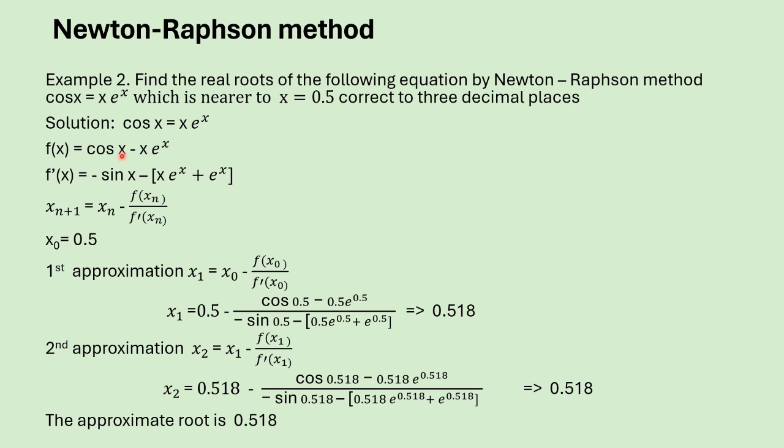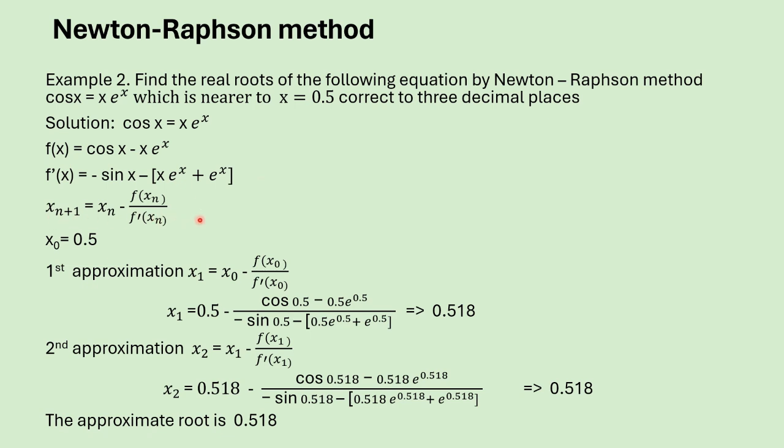Next we have to differentiate it and find f'(x). The cos x will become, on differentiation, minus sin x, minus x e^x. Here the product rule of differentiation is used. First we'll keep this x as such and differentiate e^x. Differentiation of e^x is e^x, plus, now we'll keep this e^x as such and differentiate x. Differentiation of x is 1. So we get this value as f'(x). This is the Newton-Raphson formula we know.